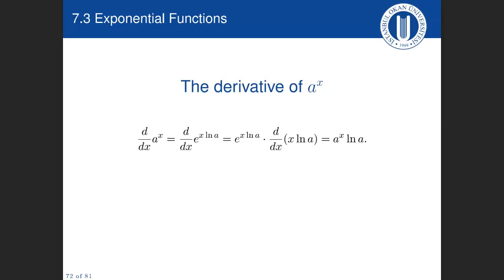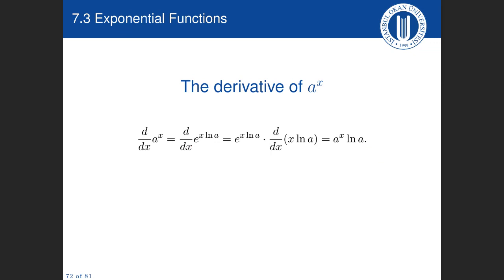What is the derivative of a to the power x? Well, what does a to the power x mean? a to the power x really means e to the power of x ln a. We know how to differentiate that using the chain rule. We get a to the power x times ln a.